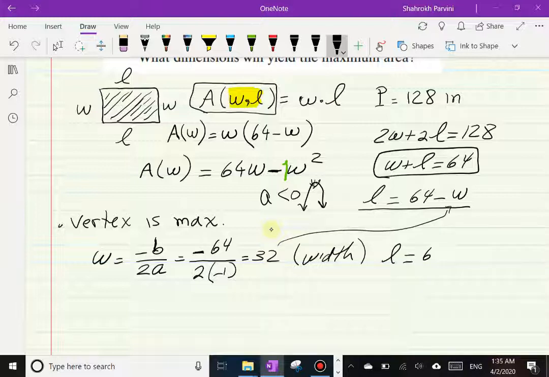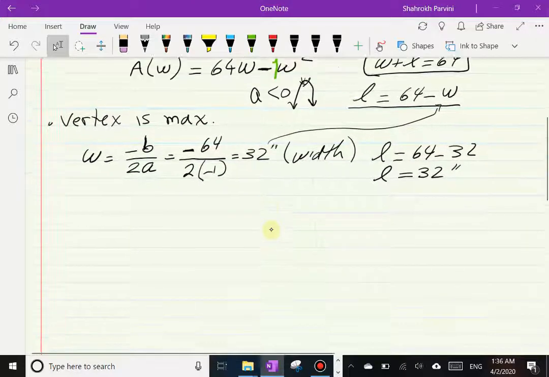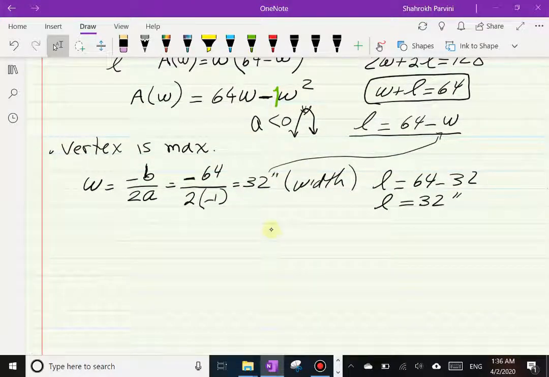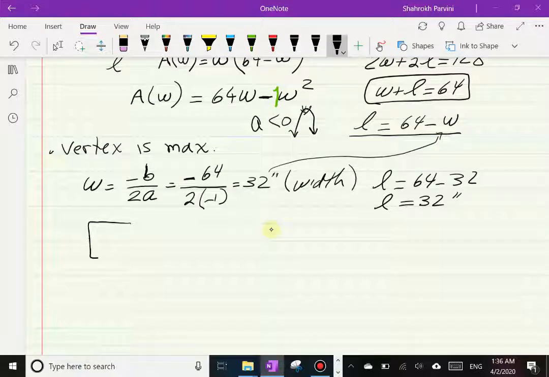Length should be 64 minus 32, or 32 inches also. The units on these are inches, the units of measurements. So length and width turn out to be the same. In other words, this rectangular end table actually going to be a square, isn't it? Because length and width are equal. So this is going to be a 32 by 32 end table.